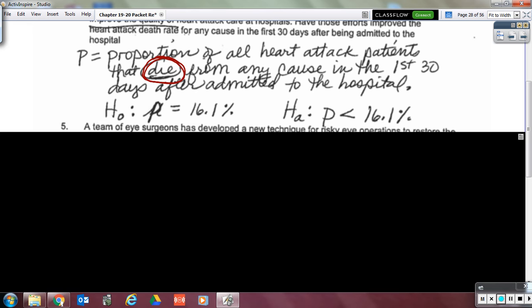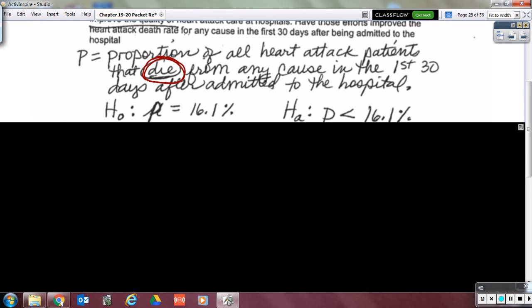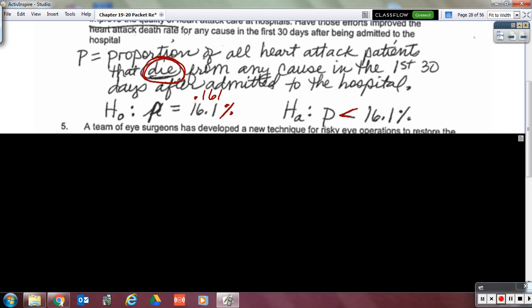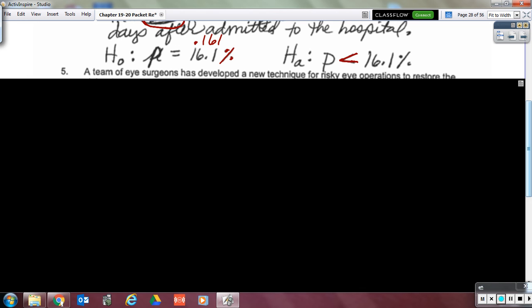So the null hypothesis is that the proportion equals 16.1%, or you could write it as 0.161. You can write them as a decimal or a percent, but if you write them as a percent, do make sure you include the percent sign after it or it's wrong. 16.1% or 0.161. So it wanted to see if it improved. If it improved, what does that mean happened to the death rate? It went down. So HA colon P is less than 16.1% or 0.161.